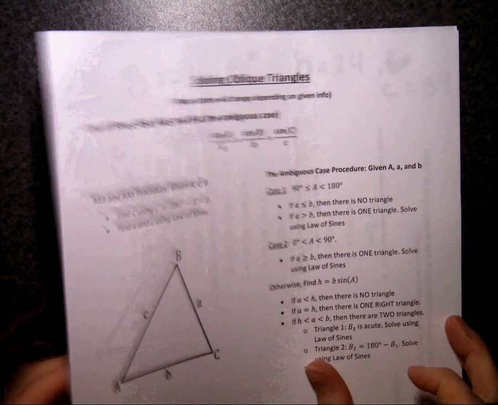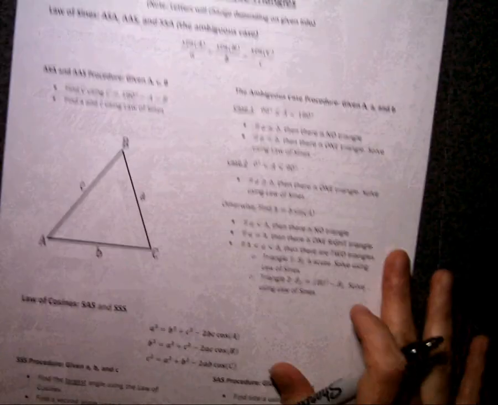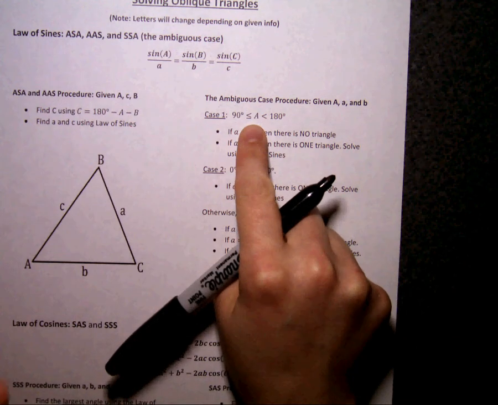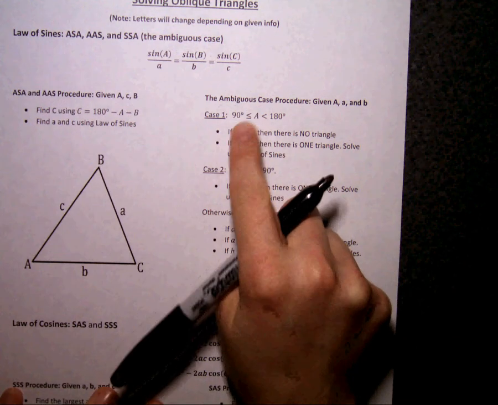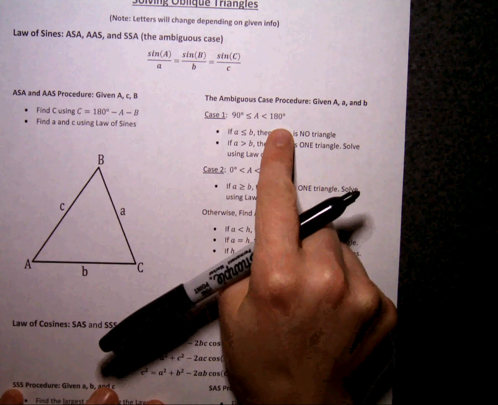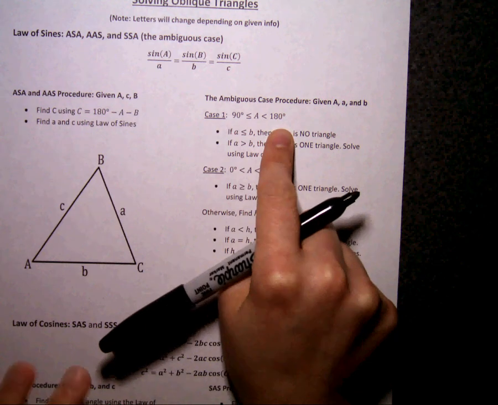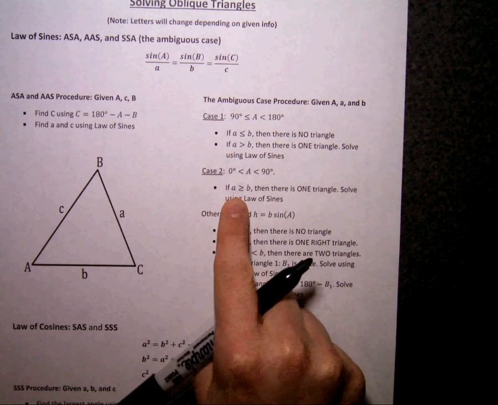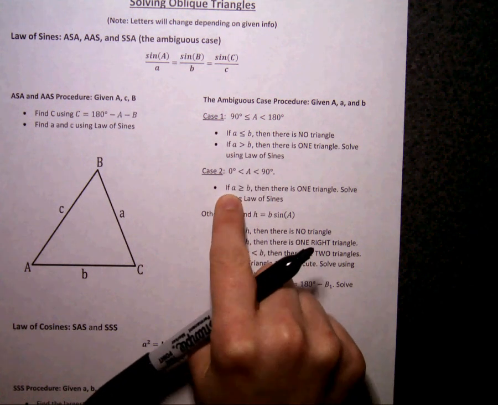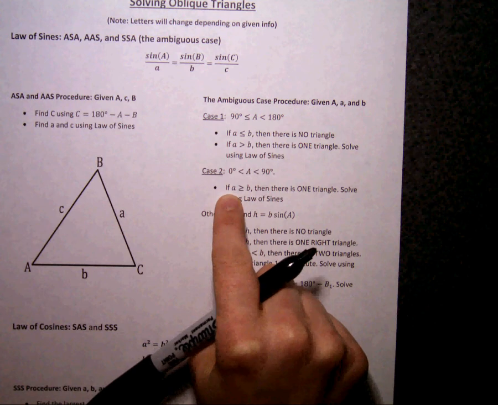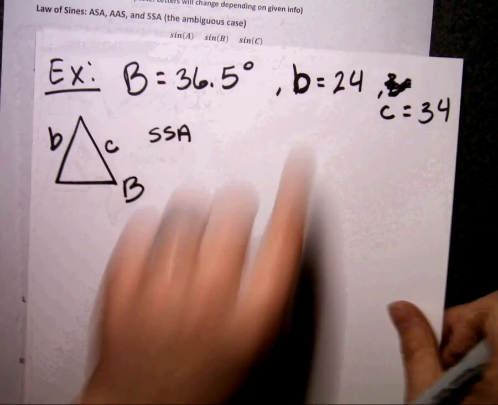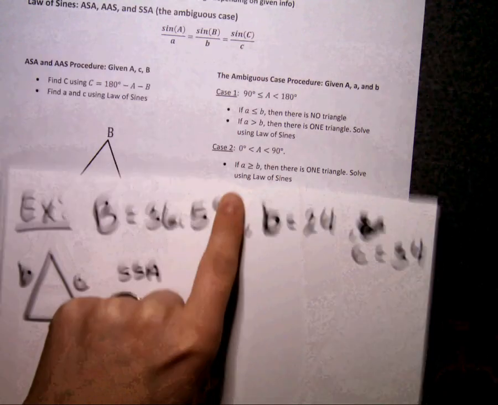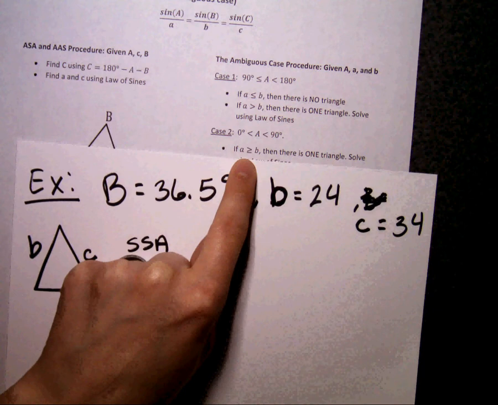Remember, the first case is if the given angle, in this case angle B, is obtuse, between 90 and 180. The angle we're given is 36.5, so we don't have case 1, we have case 2. So I need to check, is the side that corresponds to the angle we're given, in this case B, so we're looking for this first one right here, is B greater than or equal to C? And that's obviously not true. B is not greater than or equal to C.